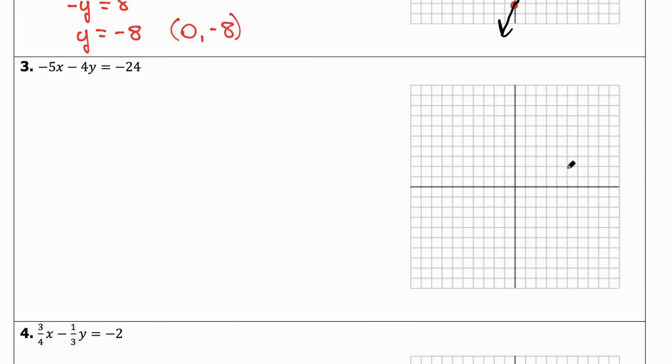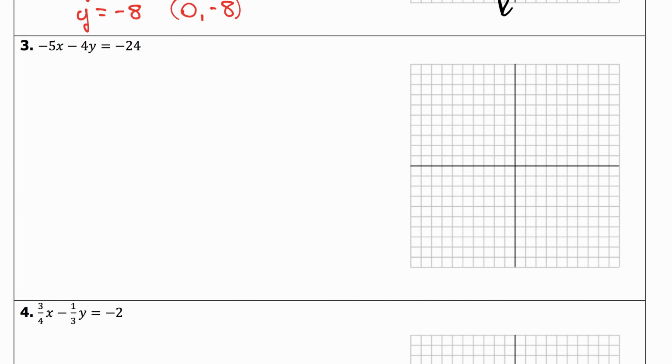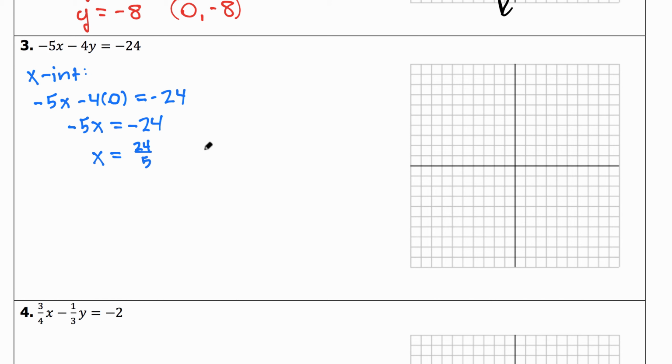Number 3, negative 5x minus 4y equals negative 24. So the x-intercept is going to be negative 5x minus 4 times 0 equals negative 24. Negative 4 times 0 is just 0, so really this is just negative 5x equals negative 24. Divide both sides by negative 5, and x comes out to be 24 fifths. So my x-intercept is at 24 fifths, 0.